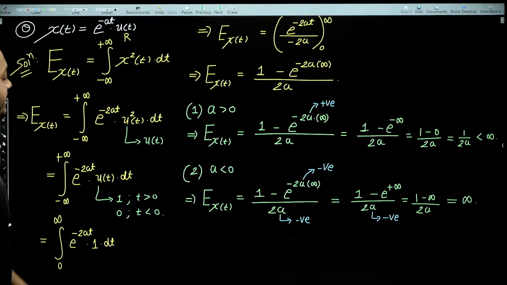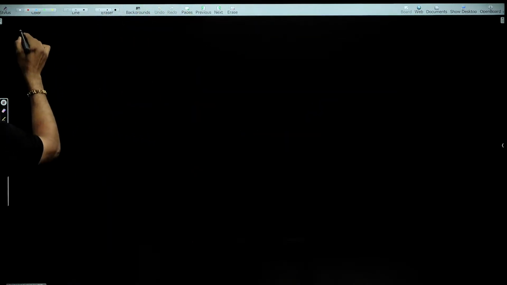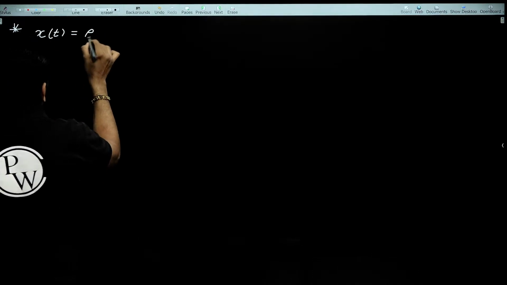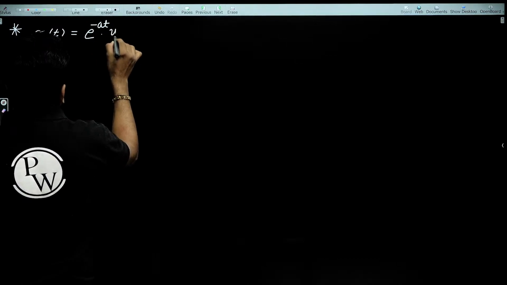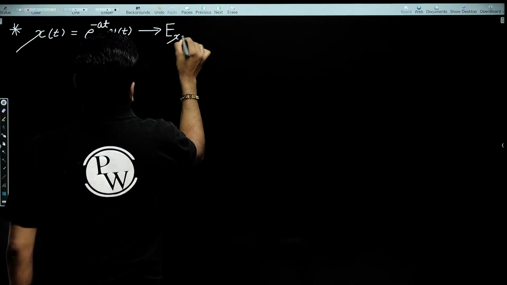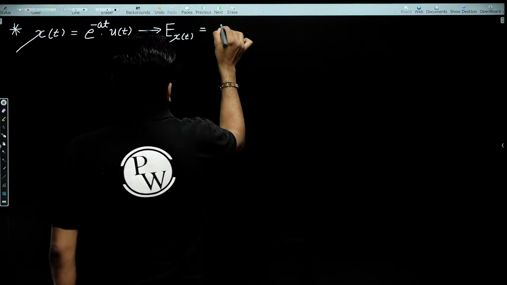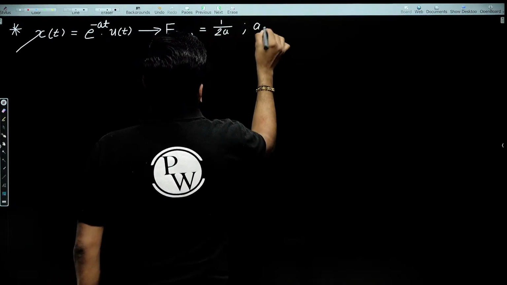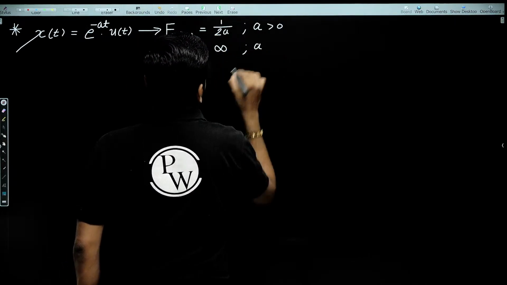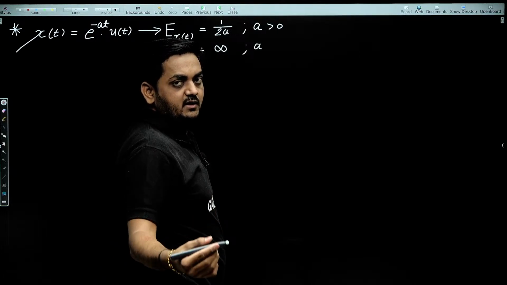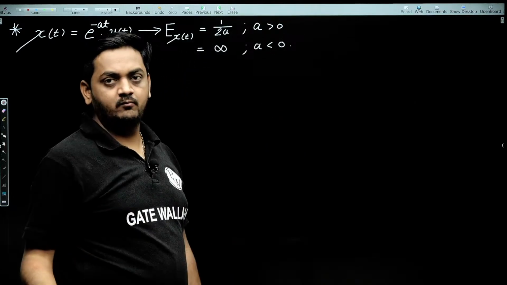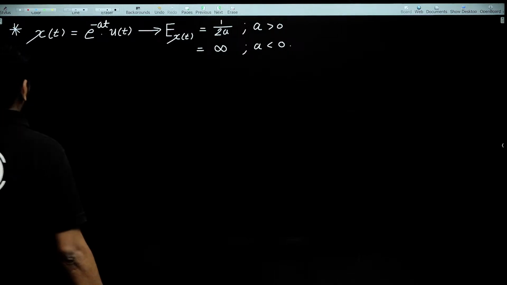So the final conclusion is: if the signal x of t is equal to e to the power a t, then its energy is finite, 1 upon 2a, only when a is positive. Otherwise it is infinite. Energy cannot be 0 or negative; energy is always positive, between 0 and infinite.